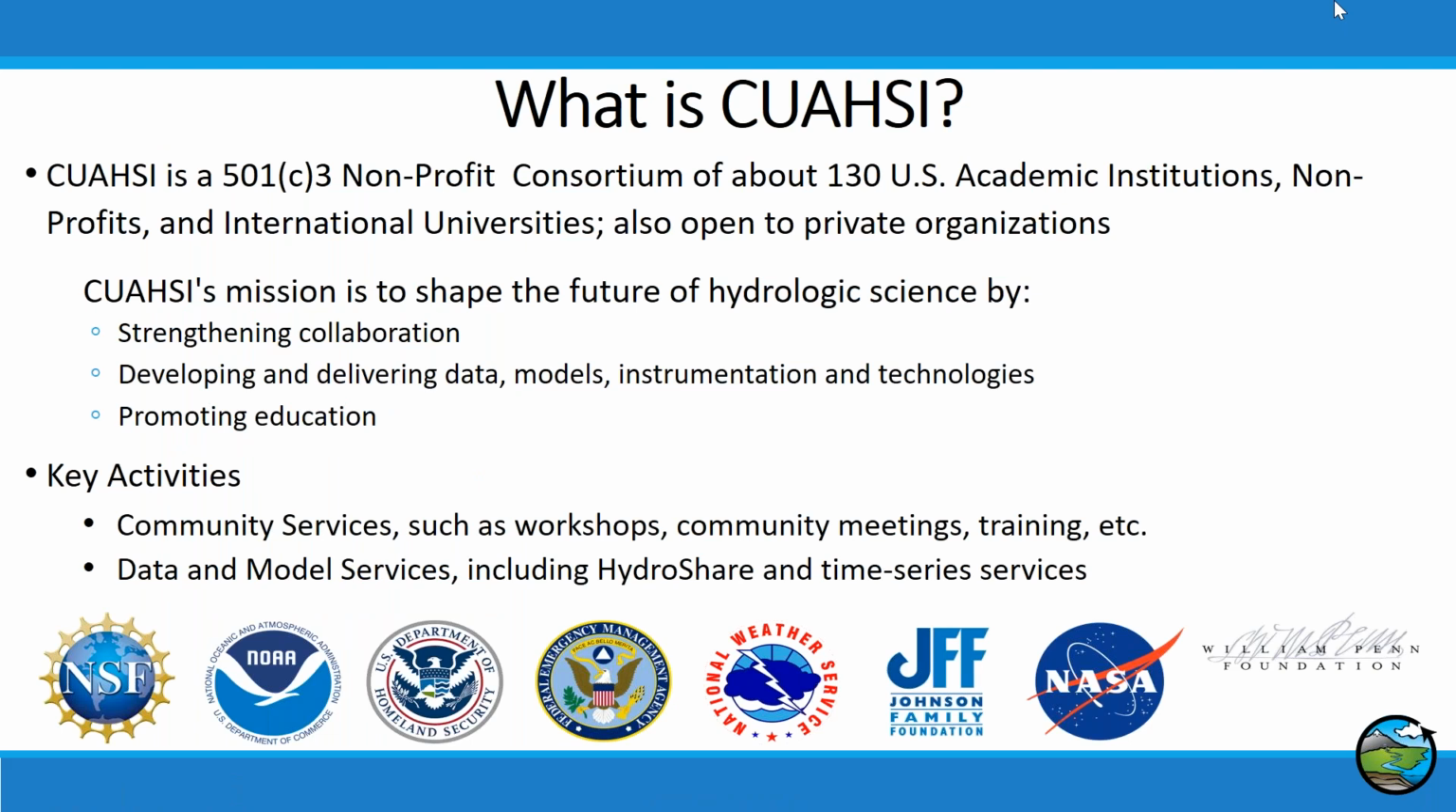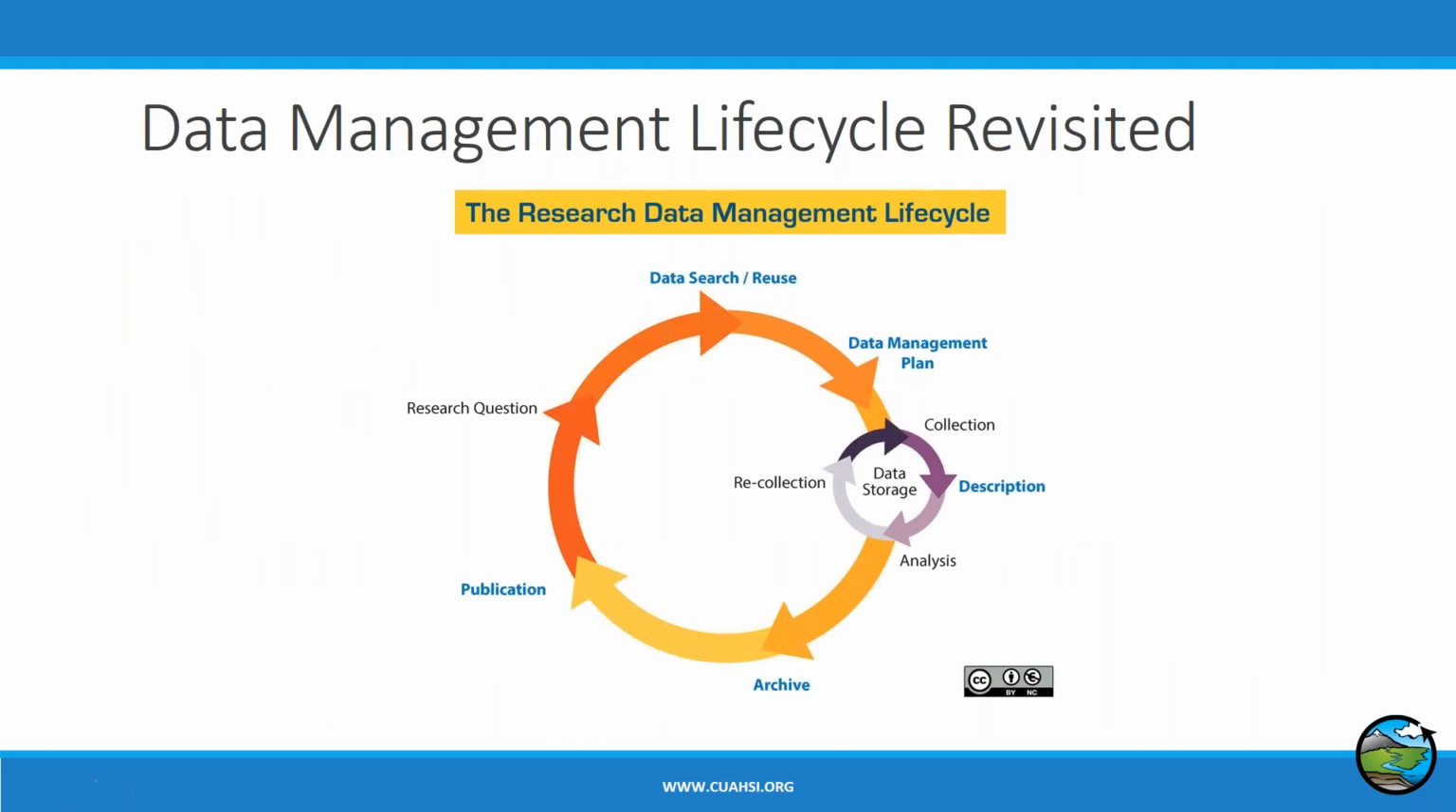Just real quick, what is CUAHSI? We're a nonprofit consortium of 130 academic institutions, and we want to strengthen collaboration, develop and deliver data models, and promote education in the hydrologic sciences. We do this by putting on these webinars, but also workshops, in-person meetings, trainings, and we develop and maintain a series of data and model services, including what we're going to go over today, which is HydroShare.